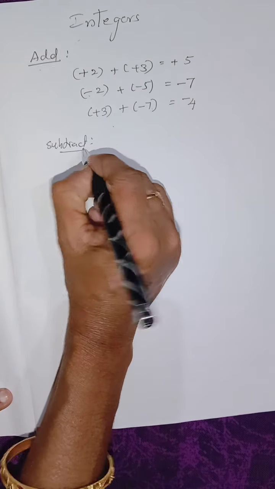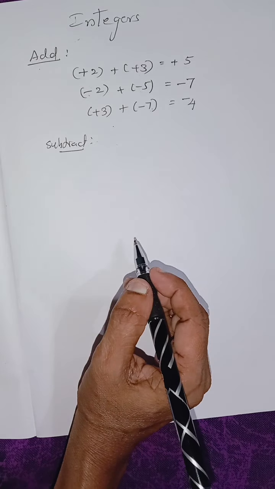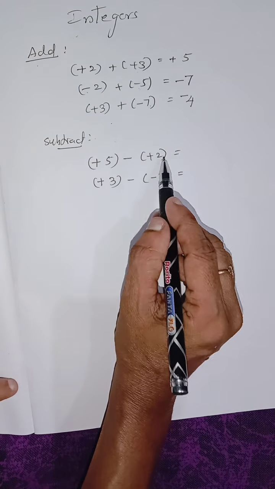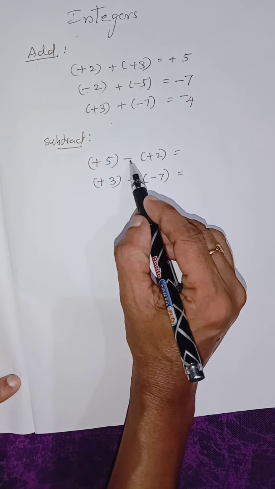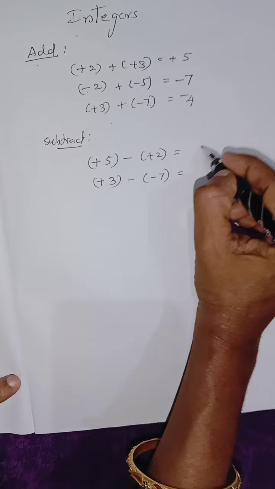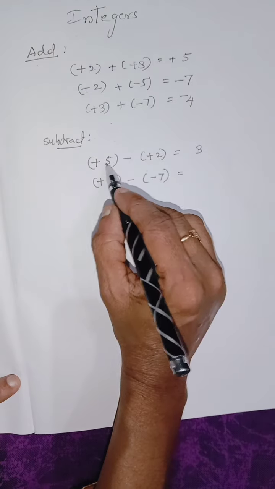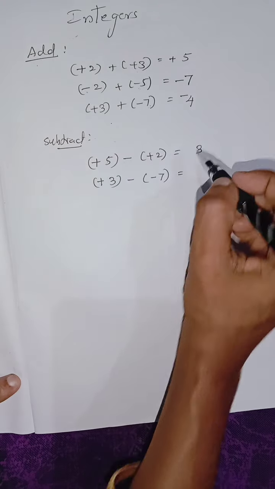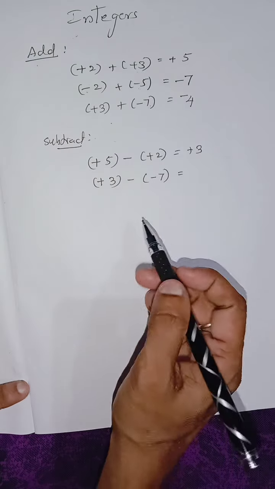Let us see how to subtract now. How to subtract the integers. In the case of subtraction, when both are positive, positive 5 minus positive 2. So what should I do? 5 minus 2, it is 3. And no sign in this because it is positive only. So 5 minus 2 is 3 only. It is positive. If there is no sign, it is positive.